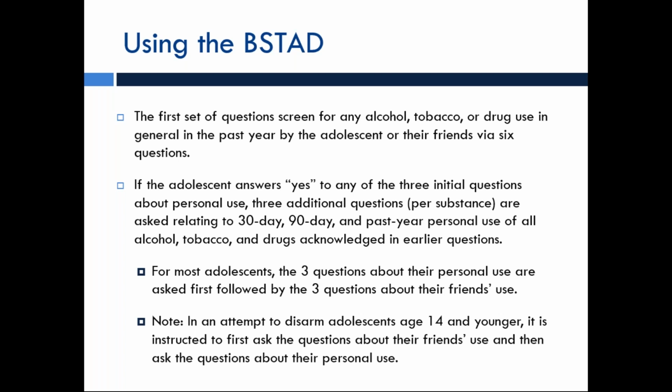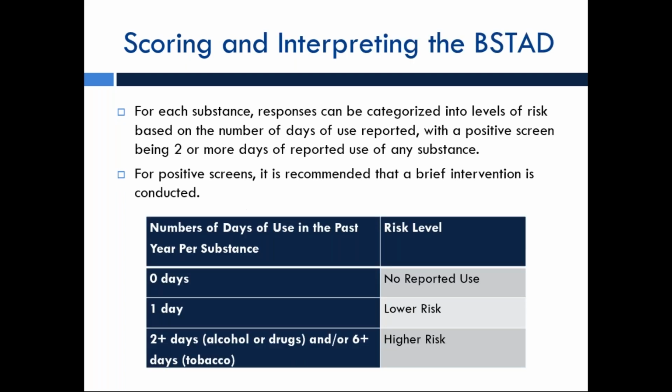You may get a teenager that says they don't use at all, but they have a lot of friends who use a lot of substances, and that would be a risk factor. I think you could focus your brief intervention just around making sure that if that is true, the person isn't using, but their friends use, that peer use is not creating a risk for the individual to start using. This slide shows you a summary of how to score and interpret the BSTAD.